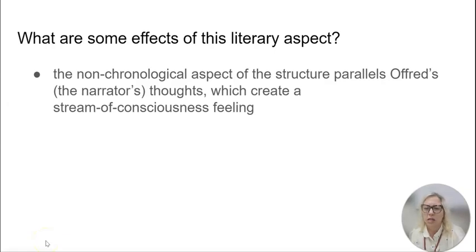Here are some ideas. The non-chronological aspect of the structure parallels Offred's thoughts, which are like anybody's thoughts, right? They jump around all over the place. That's stream of consciousness. We don't think in a linear way as humans. We think about one thing, our brain is triggered by something else we see or hear or smell, and then we think about something else, and then we think, hey, why am I thinking about this? I don't even know how I got here, right? And so Offred does a lot of that as well.